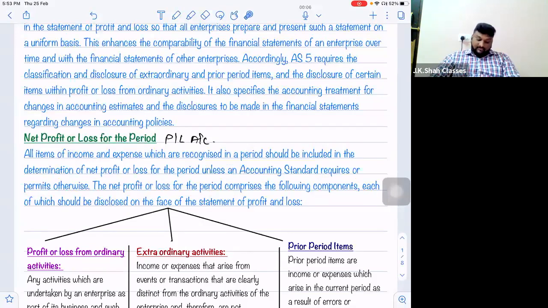Further, they say the net profit or loss for the period comprises the following components, and each component should be disclosed on the face of the statement of profit and loss. Face of the statement of profit or loss means in your profit and loss statement itself.